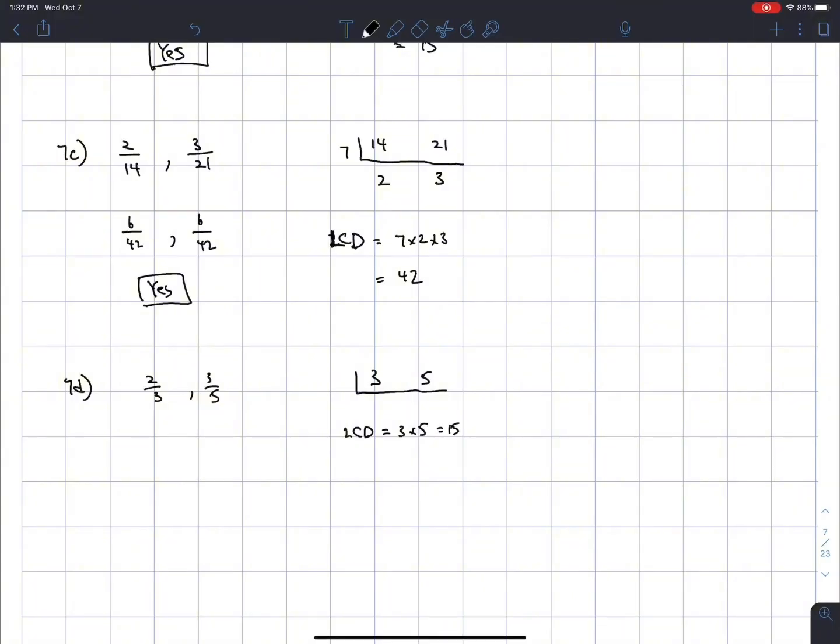So now I can change them into equivalent fractions. I can multiply the left-hand side fraction by 5/5 to get 10/15, and the right-hand side fraction by 3/3 to get 9/15. And we can now see that they are not equivalent.